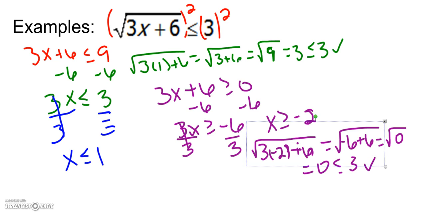Alright, so this is where you're going to start drawing your number line. The 2 points that I'm going to have on the number line are the 2 x values that I found. So I'm going to have negative 2, and I'm going to have 1. Since this one is equal to, both circles are closed. And since the original is less than, I'm going to shade in the middle. Okay, that is your solution.